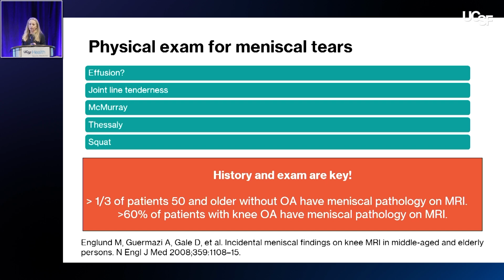And really your history and physical exam are key because meniscus findings are so common on MRI. More than 30% of patients 50 and older without osteoarthritis have meniscal pathology on MRI, and greater than 60% of patients with knee OA have meniscal pathology on MRI. So, your history and your physical exam are super important in this situation.